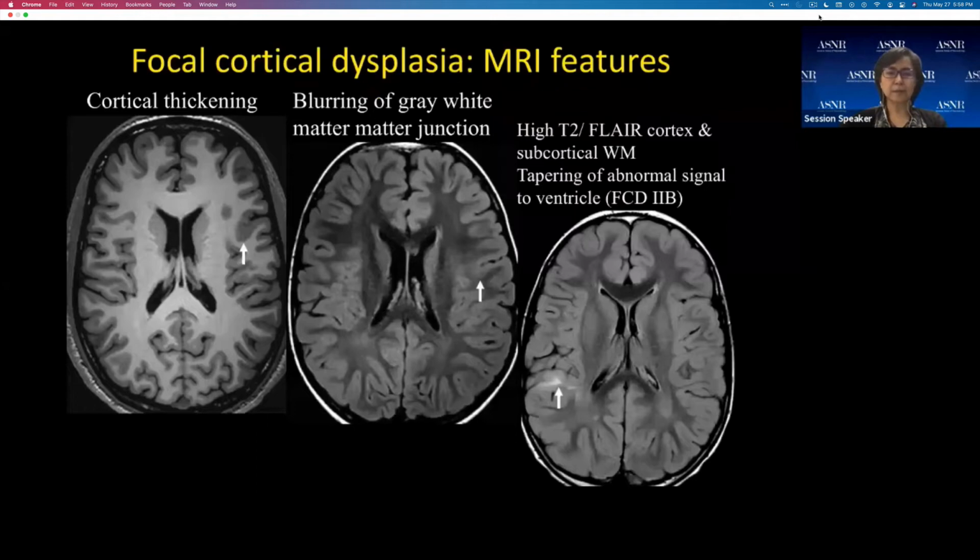What are the MRI features of focal cortical dysplasia? These include thickening of the cortex, blurring of the gray-white matter junction, high T2 or FLAIR signal in the cortex and subcortical white matter, and tapering of the abnormal signal towards the ventricle. The last feature is pathognomonic of FCD type 2B.